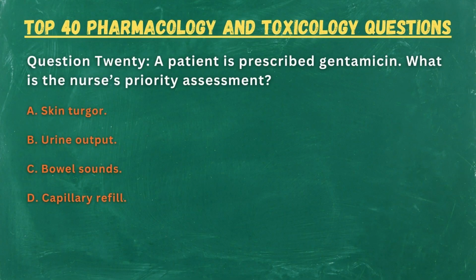Question 20. A patient is prescribed gentamicin. What is the nurse's priority assessment? A. Skin turgor. B. Urine output. C. Bowel sounds. D. Capillary refill.